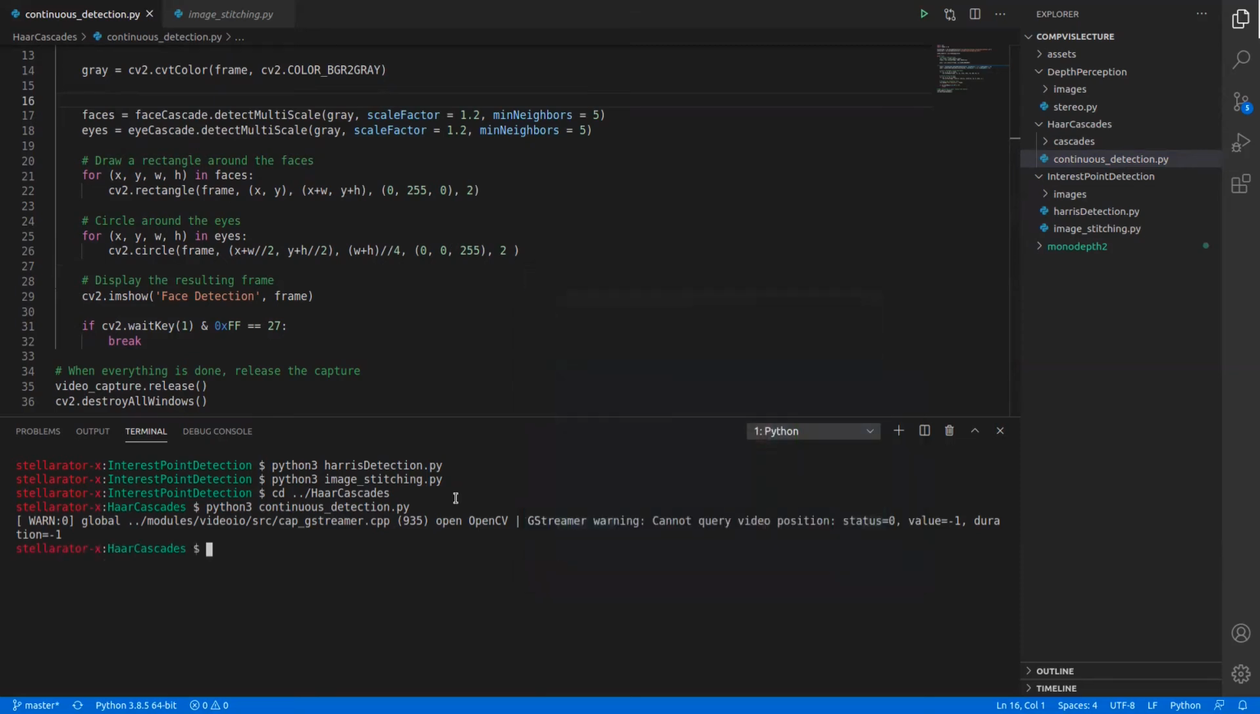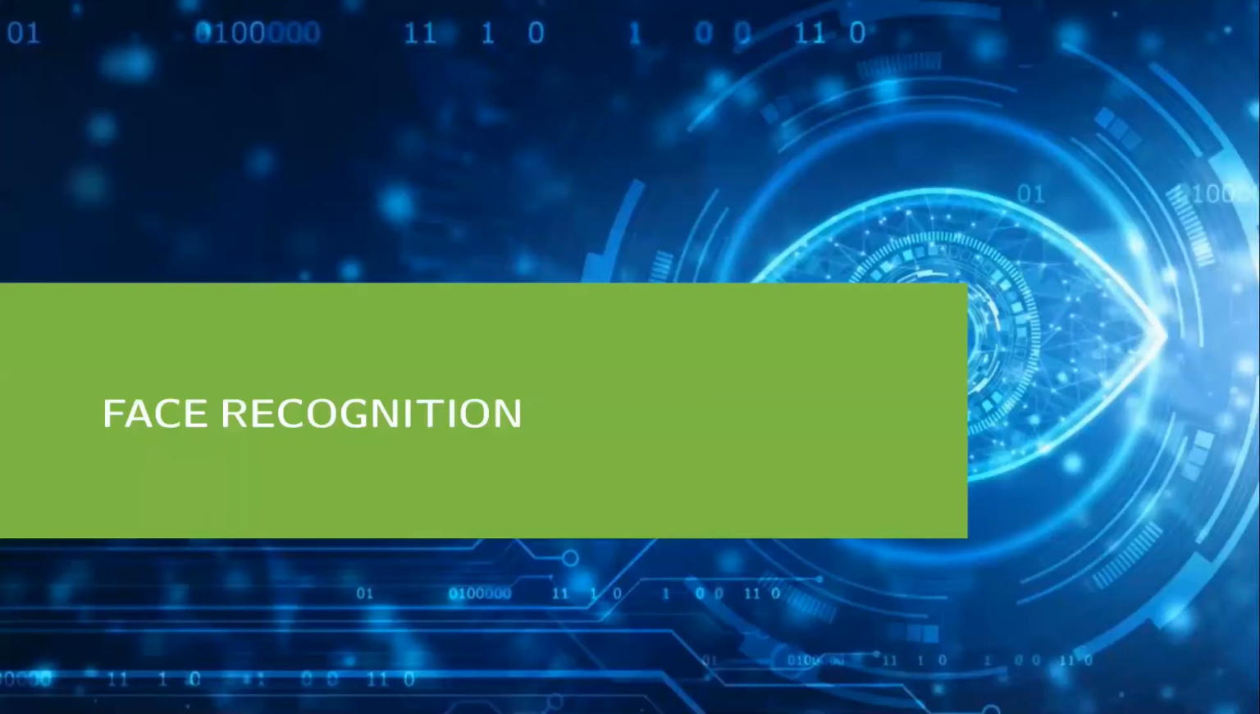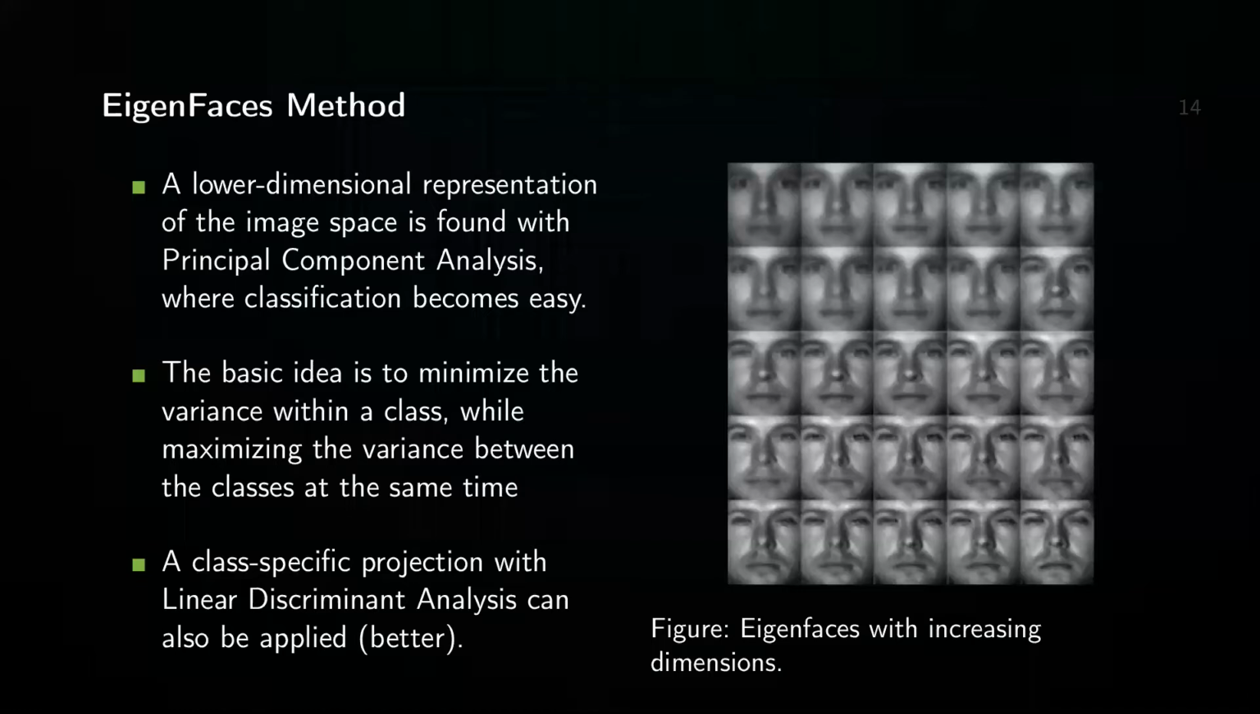So now we can move to the next segment, which is face recognition. I'll talk about two methods here: the eigenfaces method and the Fisherfaces method. Now, the eigenfaces method yields a lower dimensional representation of the image using principal component analysis. And once that lower dimensional representation is found, then the output is sent to a classifier which performs the face recognition.